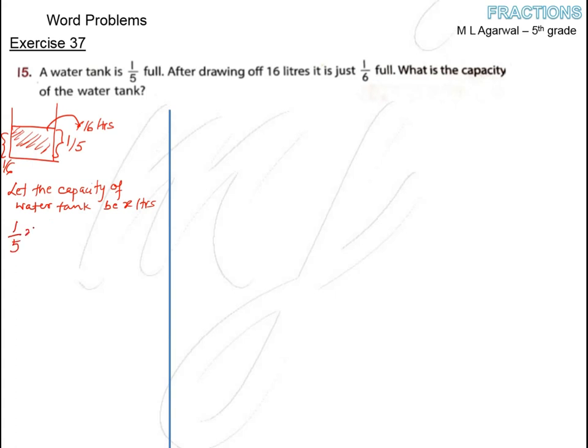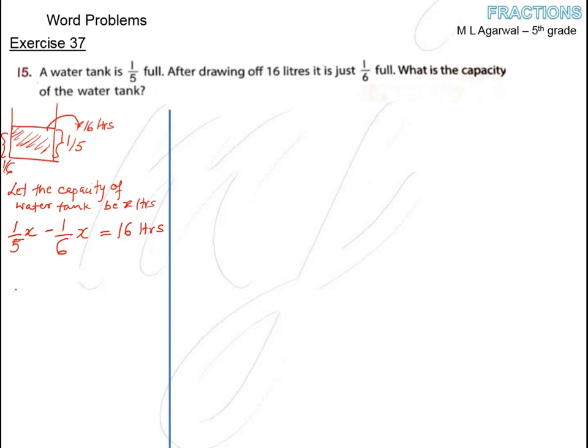So 1/5 of the full capacity minus 1/6, because now the level has become 1/6. So the difference, the water that has been removed, is equal to 16 liters. Correct? This is how we have formed our equation. 1/5 of the capacity was full till that point of time. Then some water was removed, that is 16 liters. So 1/5 minus 1/6 of the capacity will be equal to 16 liters.